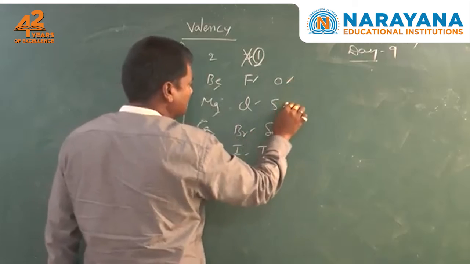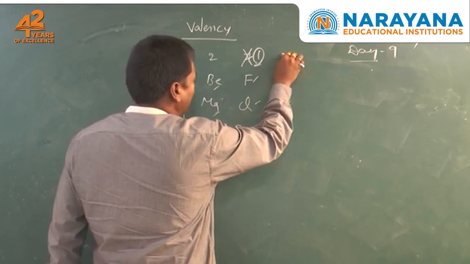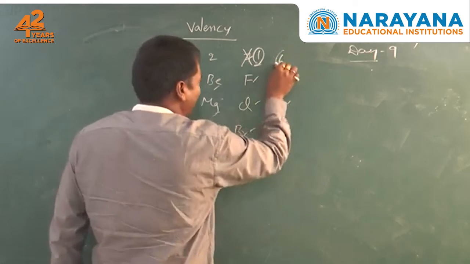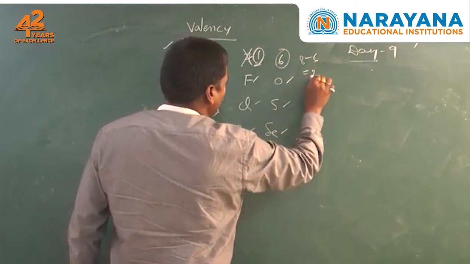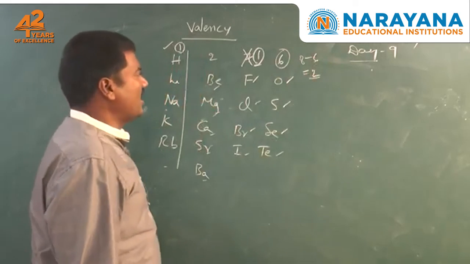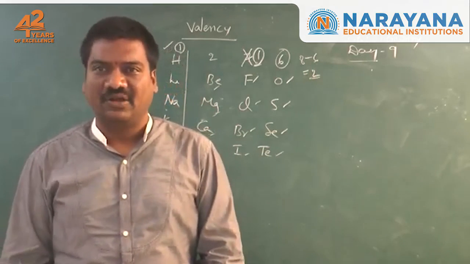Now come to oxygen, sulfur, selenium, tellurium and polonium. Here the valence shell has 6 electrons, but the valency is not 6, it is 8 minus 6, which is equal to 2. Like that we can calculate the valency of the specific elements. Okay, like that we can calculate it. Okay, thank you.